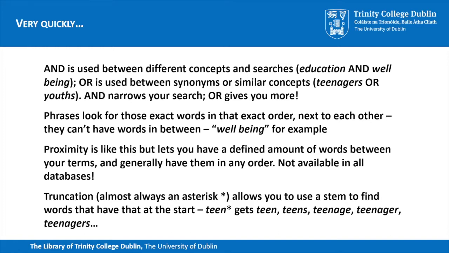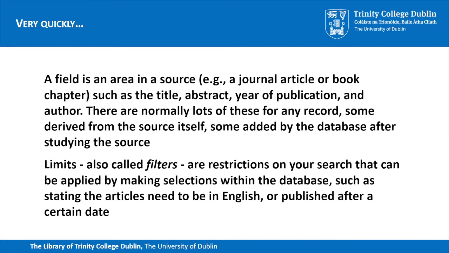Truncation, on the other hand, almost always uses an asterisk, and lets you use the stem of a word to find words like that or longer with that beginning of the word. So in this example, teen asterisk will get you teen, teens, teenage, teenager, teenagers, and any other variants that are longer than teen.